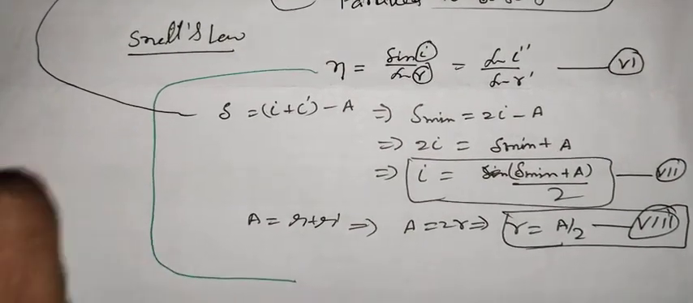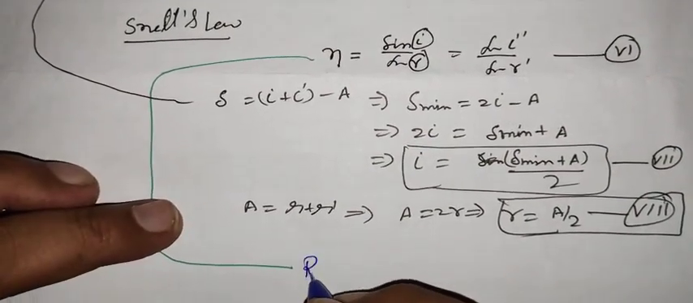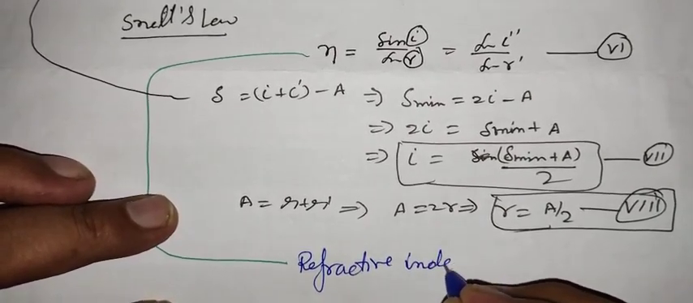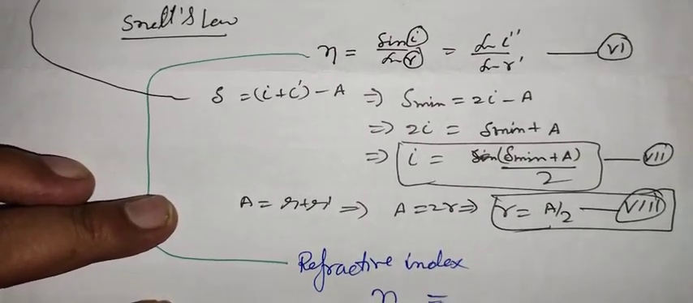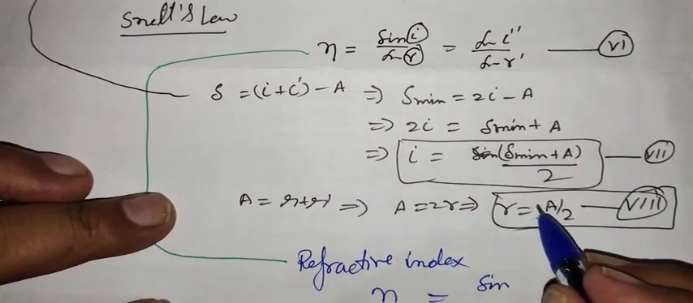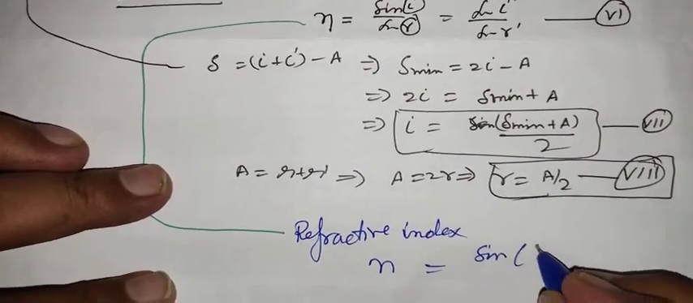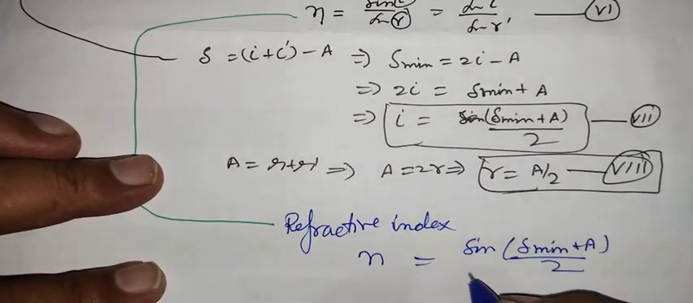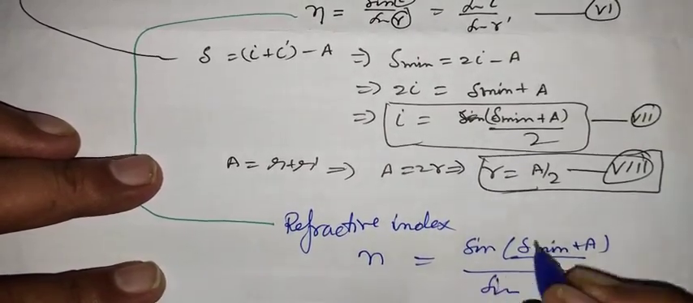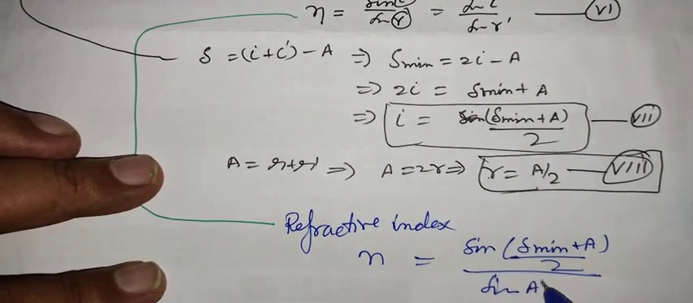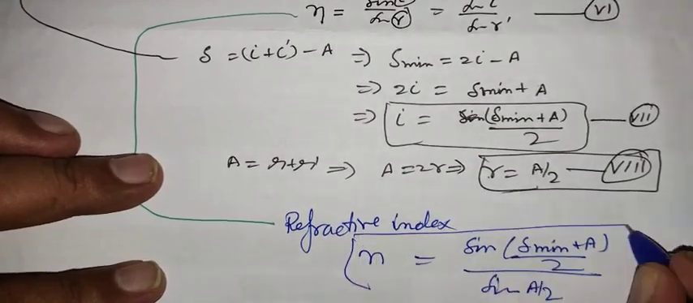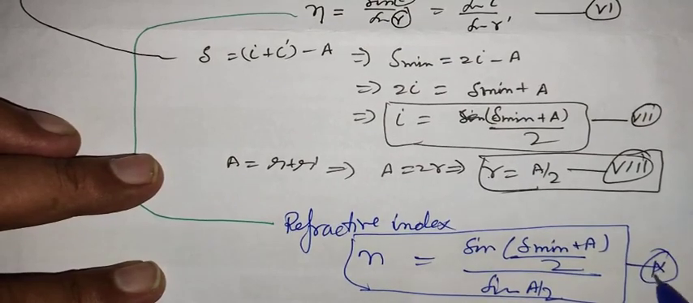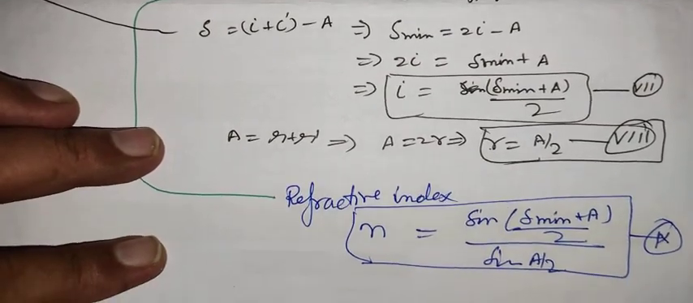That is, the refractive index n is equal to sin of, in place of i, D minimum plus A by 2, upon sin r. r is A by 2. This is the required formula, which is represented by equation 9.